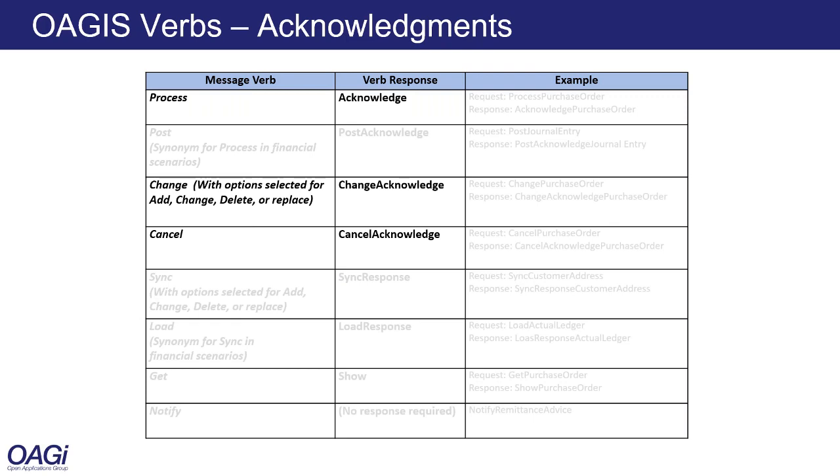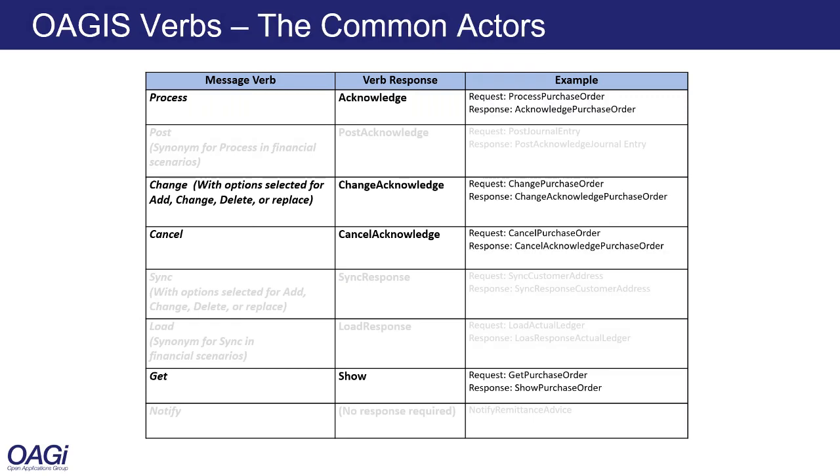So those are acknowledgements, and now we're going to talk about the common actors. What do I mean by common actor? These are the ones that you're probably going to use the most. That's not to say that the notify isn't an important verb to remember, or that the sync and sync response verb combination isn't something you'll see in an enterprise, but these are the ones you'll use the most often.